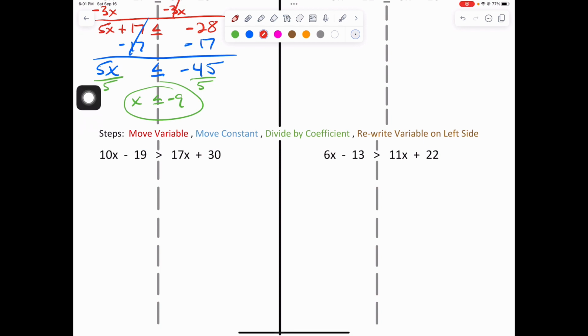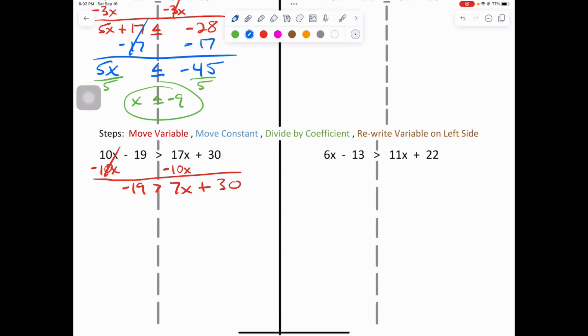Perfect. Okay, so let's get rid of the 10x. All right, let's align that nice and neat directly under our 17x. Cross those out. Bring down your negative 19 greater than 7x plus 30.